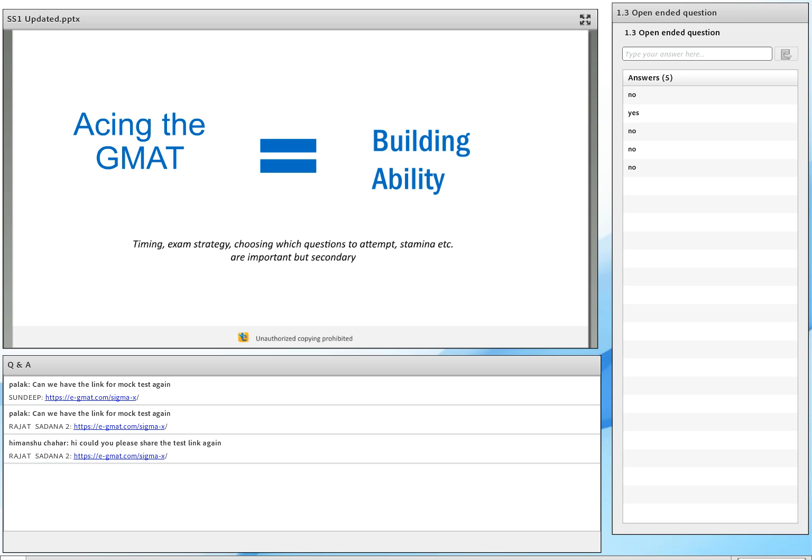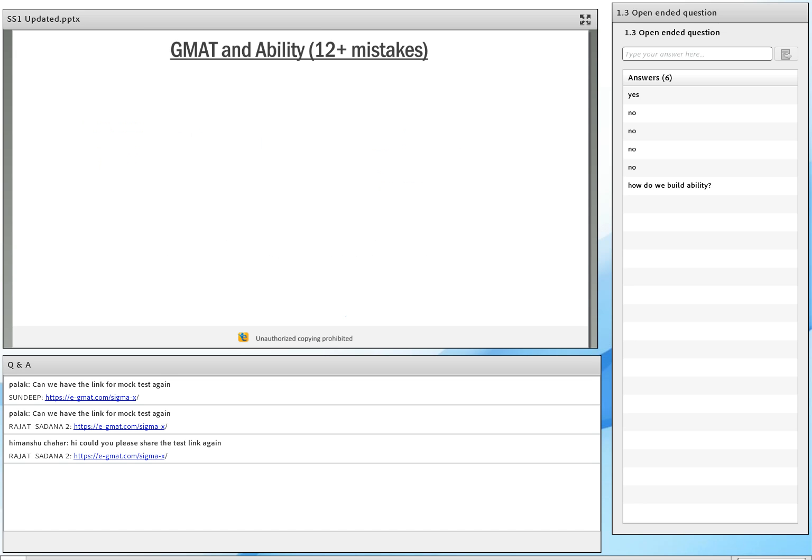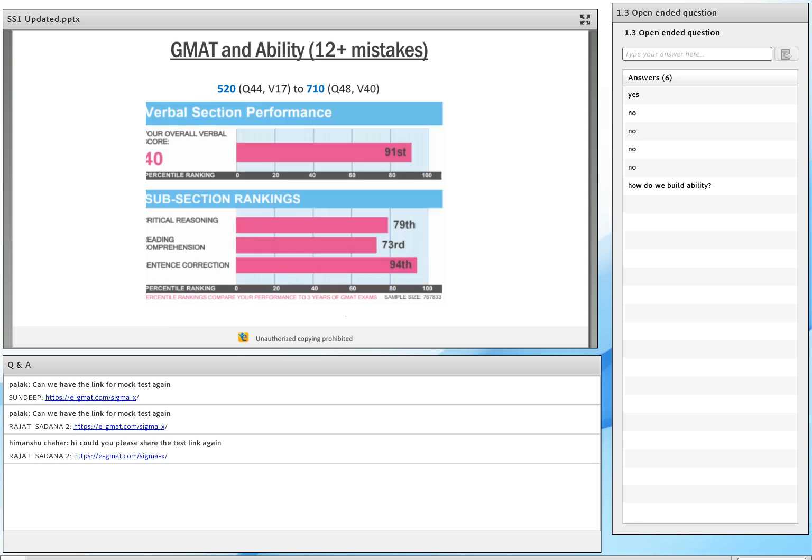Now, the other takeaway that I want you to have is on the GMAT, if you have ability, you can make mistakes. We'll get to how to build ability in about 20 minutes. So just hold tight or sit tight over there. So on the GMAT, you can make mistakes. Here is an example of a student who improved from a 520 to a 710. And so a verbal score of 17, which is like 15 percentile on verbal, to a verbal score of 40, which is 91st percentile. And you can see the 3 ability scores.